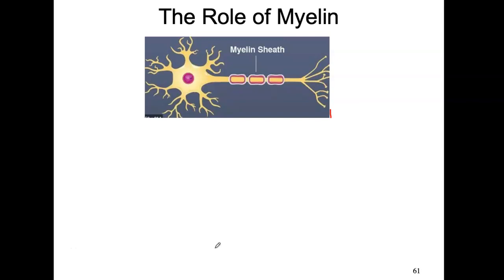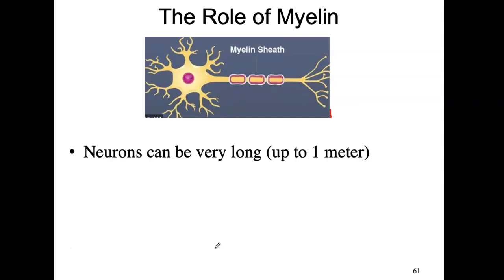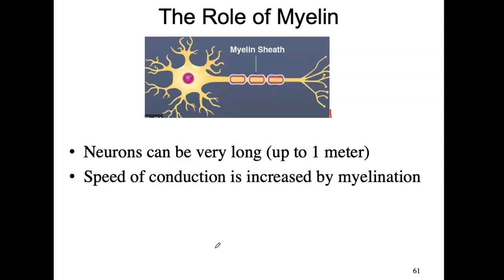We start out with the role of myelin. Why is that myelin there on the axon? You have a diagram there of what the myelin sheath looks like. We know that neurons can be very long, up to about a meter. That's thinking of the axon. And that conduction, it's important for that to happen quickly. Action potentials should be traveling very quickly. So the speed of conduction is increased by myelination. It's going to travel very fast along that axon that can be very long.